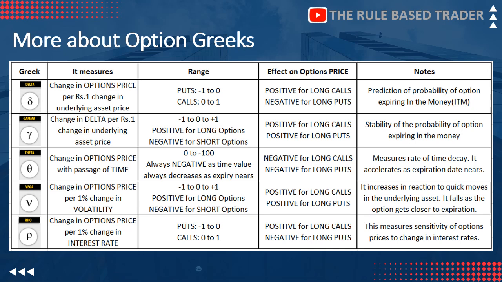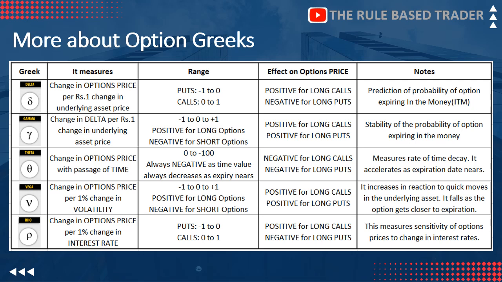The next one is theta. It measures the rate of change of options price with the passage of time. It typically ranges from 0 to -100. It's always negative as the time value always decreases as expiry nears. It can also be said as theta measures the rate of time decay. It accelerates as expiration date nears.